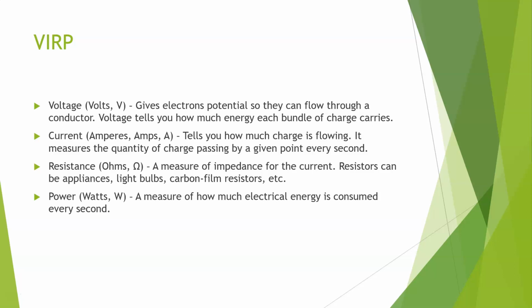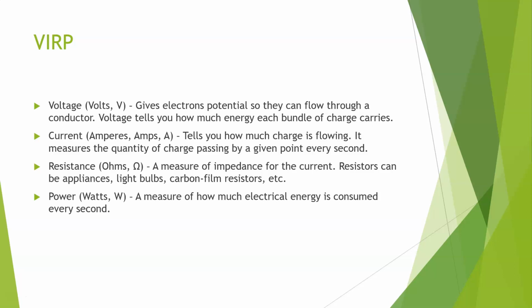The other one that is usually an independent is resistance. Resistance is a measure of the impedance in the circuit, and it can be whether it's a carbon film resistor or an appliance or whatever it happens to be. That's typically a resistor. There are non-ohmic resistors, but the majority of things we deal with are ohmic in nature. So resistance, more often than not, I would say 90+% of the time, would be an independent.